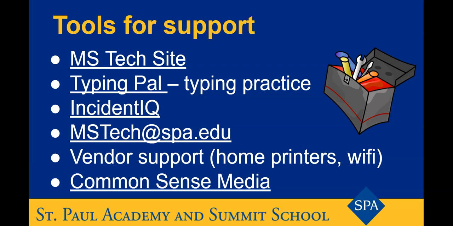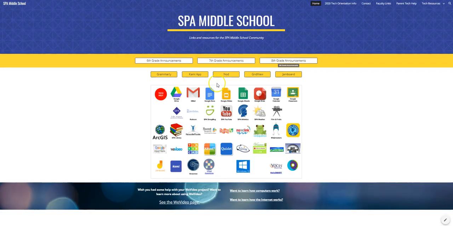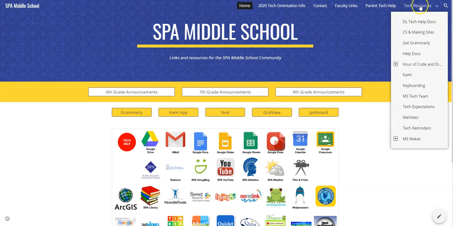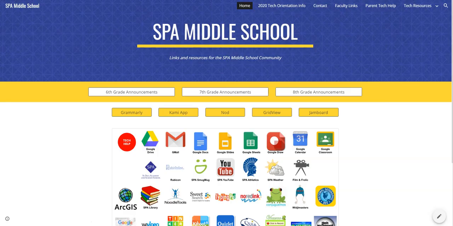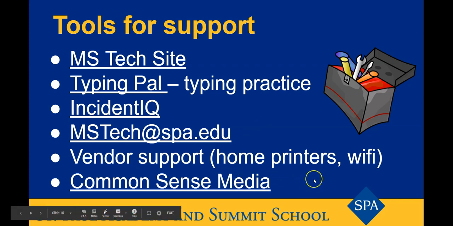Other tools we have for support are the MS Tech site, and let me click on that quickly. This is our middle school info site, and let me go up to the top. In the upper right corner, we have lots of technology resources, including distance learning help docs, and a number of other tools for students. We also have TypingPal, as I mentioned, Incident IQ, the MS Tech email, vendor support. So if you're trying to install a home printer or your home Wi-Fi, you can check with the vendors for those items.